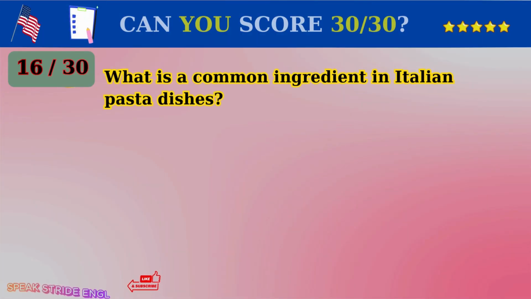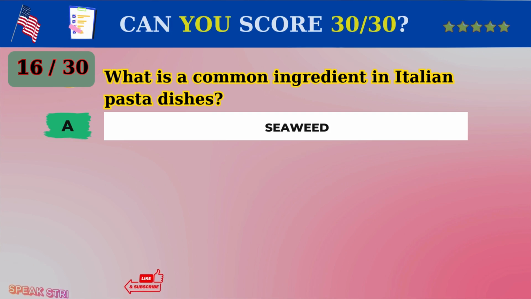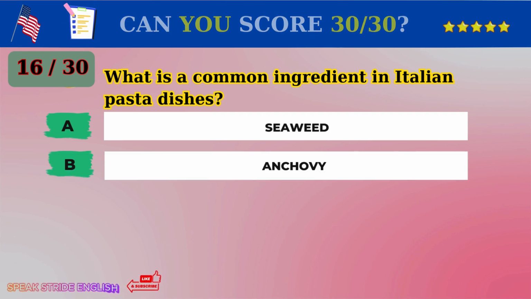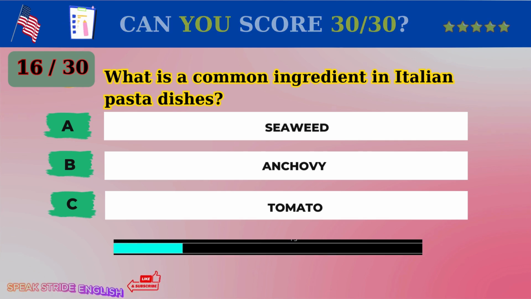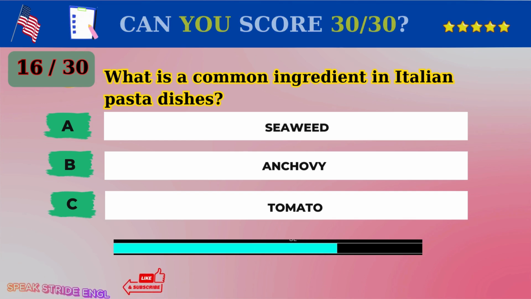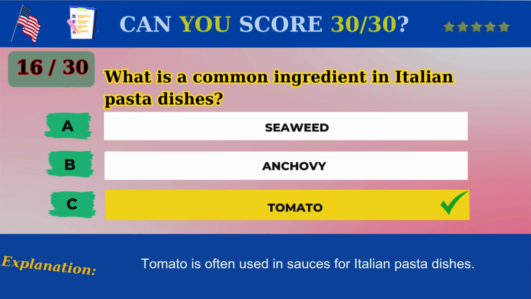What is a common ingredient in Italian pasta dishes? A. Seaweed. B. Anchovy. C. Tomato. Answer: tomato.